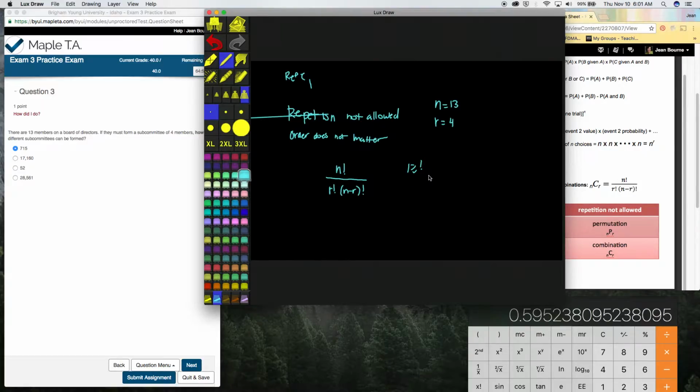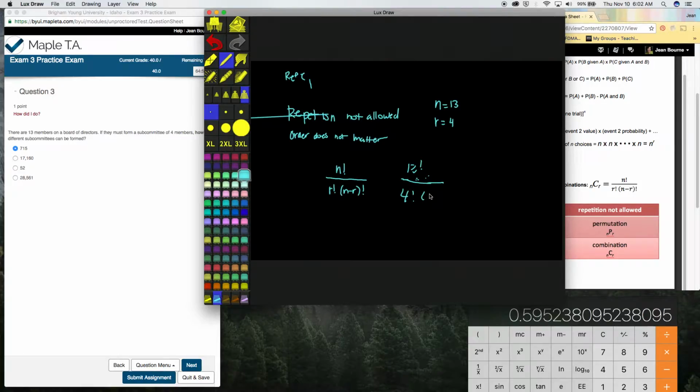13 exclamation point. This is super frustrating. Sorry, it's just going to be sloppy because I can't get my little thing to work.